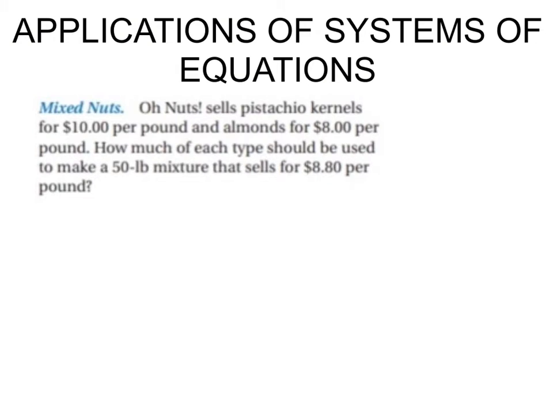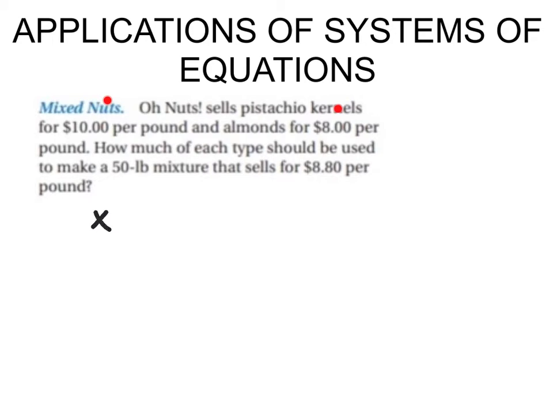Okay, on this next question, we're talking about a bag of mixed nuts. O-Nuts sells pistachio kernels for $10 per pound and almonds for $8 per pound. How much of each type should be used to make a 50-pound mixture that sells for $8.80 per pound? Okay, this one's a little bit interesting. So here's what we've got.